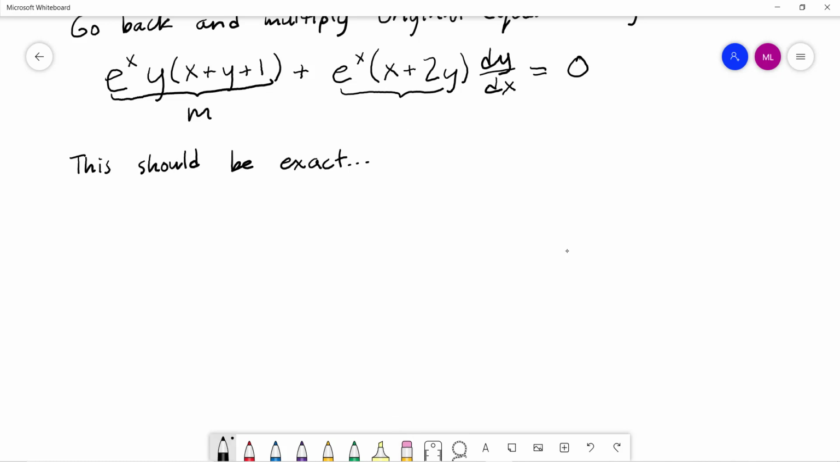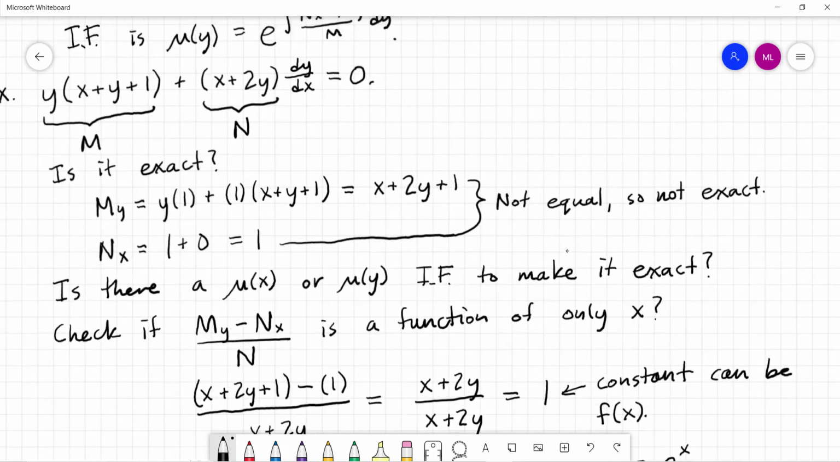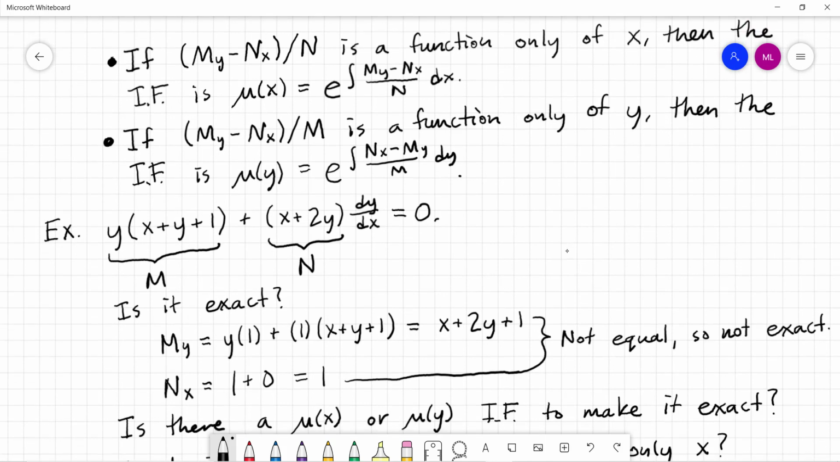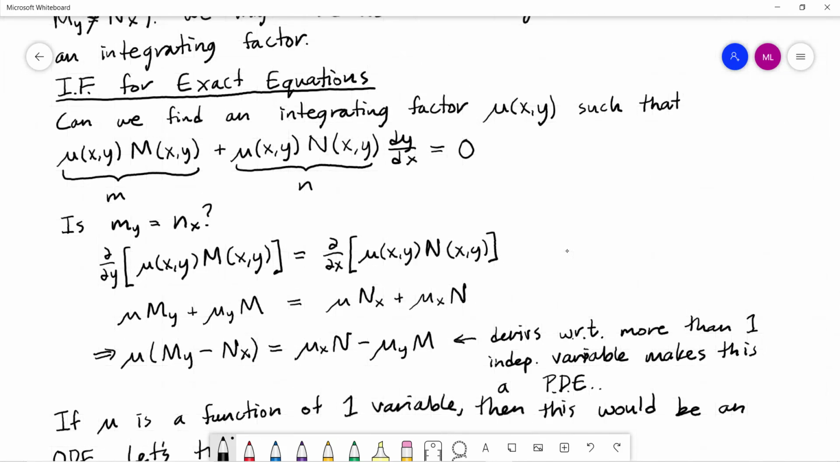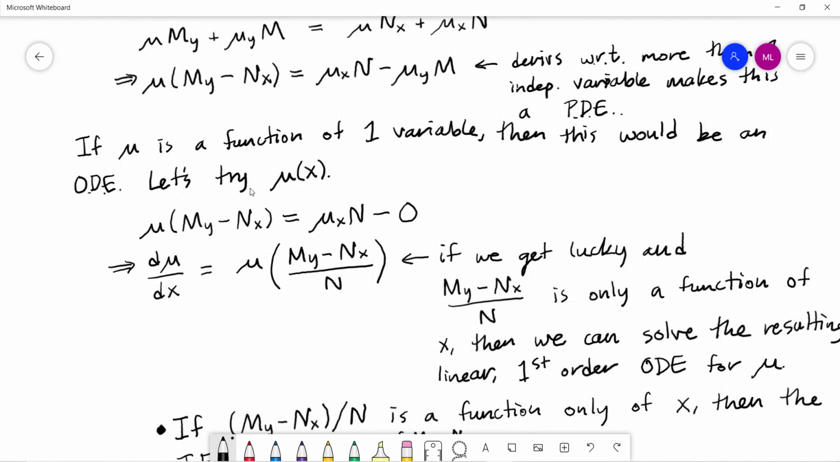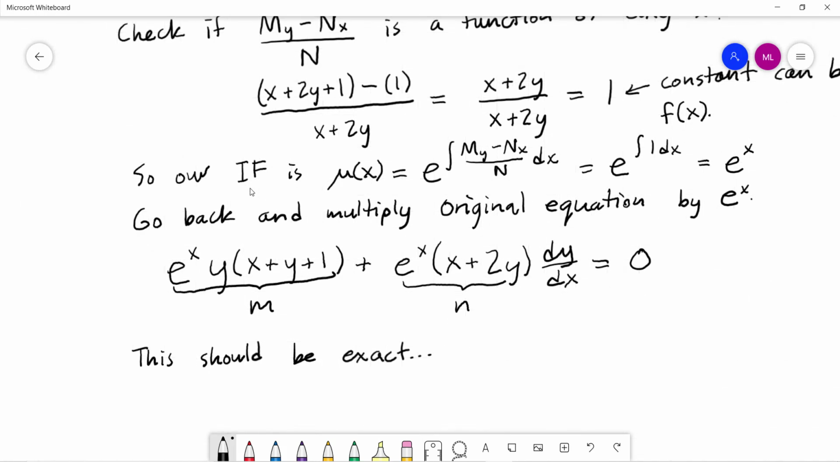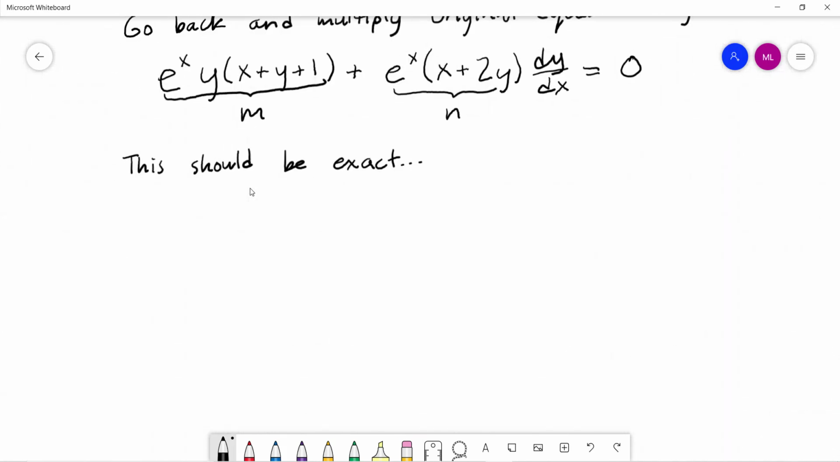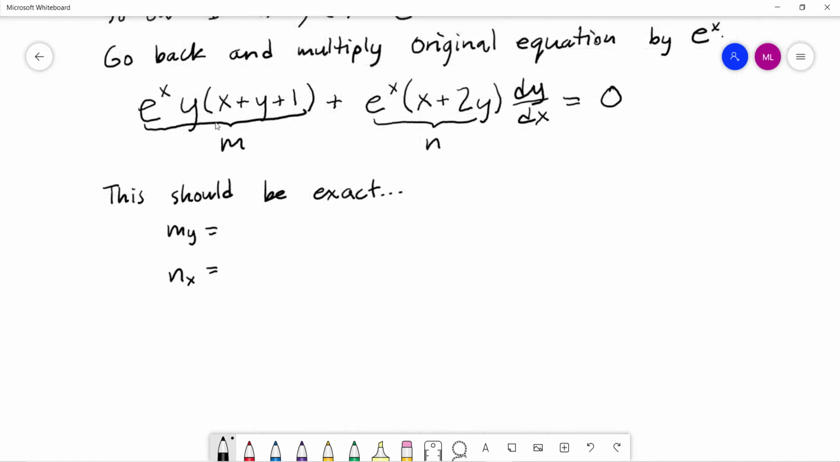All right, so this is what we're calling our lowercase m and n, as I referenced back in the original equation, wherever that was, back here. So our next thing we need to check is whether My equals Nx. So our normal check for whether an equation's exact or not. We just need to check My and Nx, see what we get. So what is going to be the y derivative of this big mess? It should be very similar to what we did before. We can clean this up a little bit. So I'm going to get e to the x is a constant as far as y is concerned.